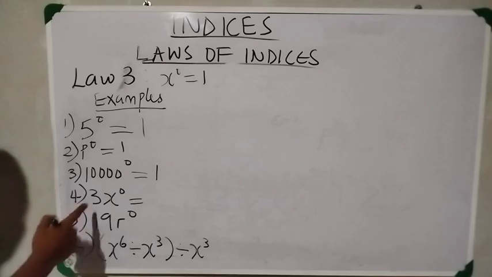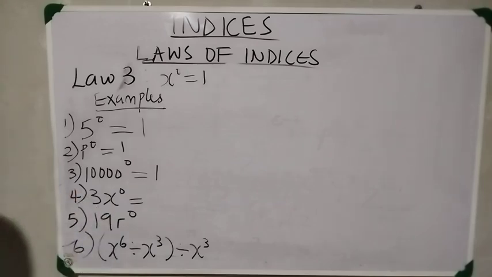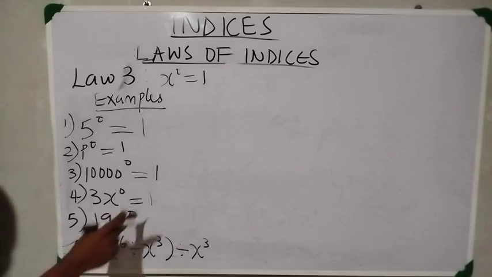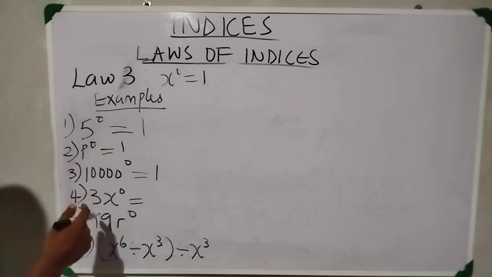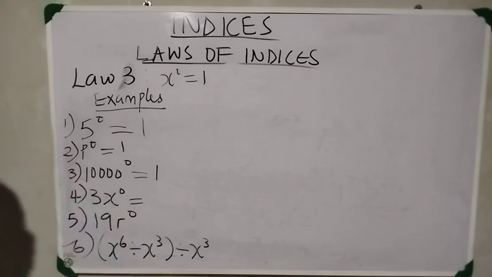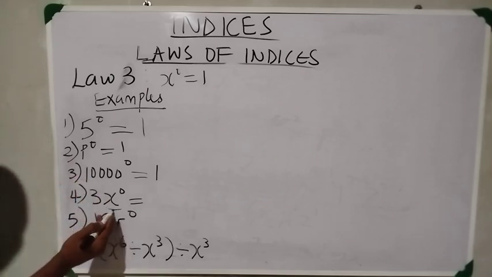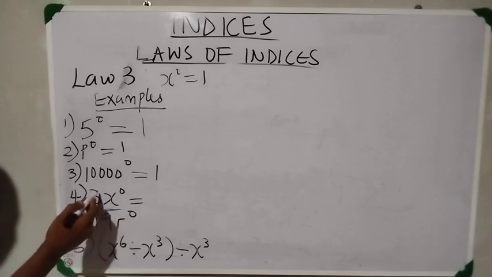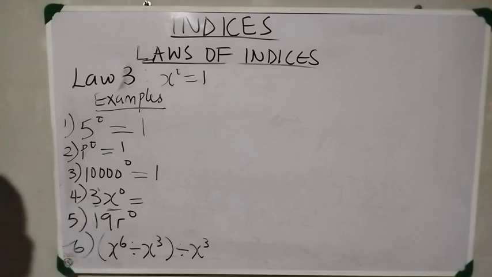But now let's look at example 4. It says 3x raised to the power of 0. Will the answer be 1? Well, if you look at it again, ask yourself, what is carrying the power? It is just this x that is carrying the power of 0. This 3 has its own invisible power of 1. It's on its own. Alright?